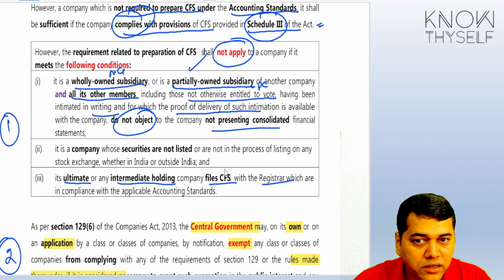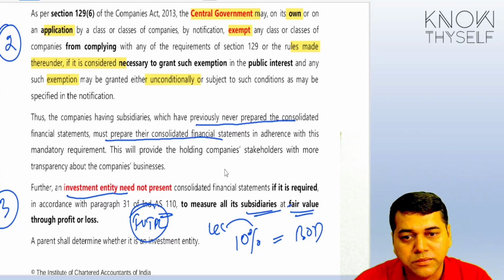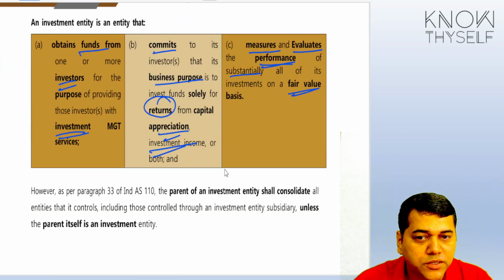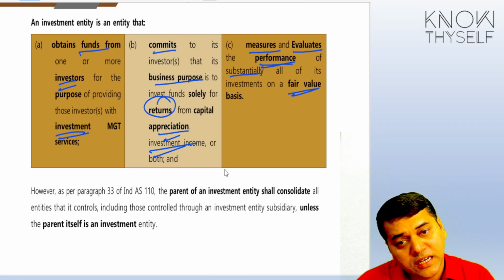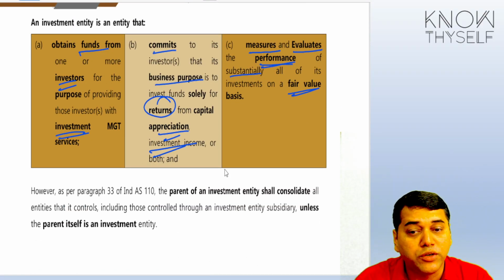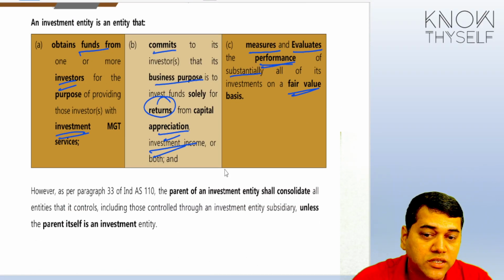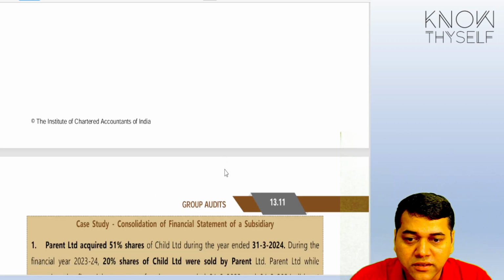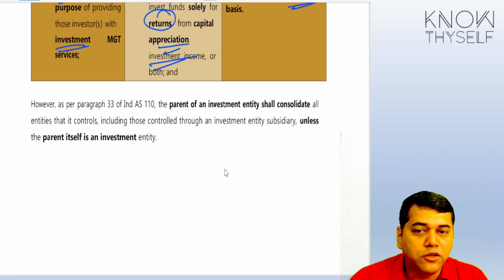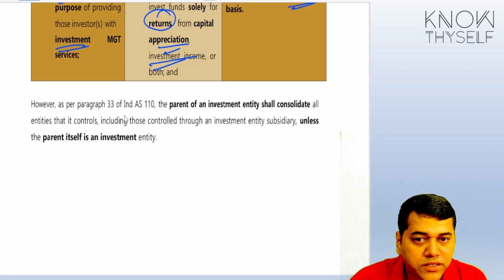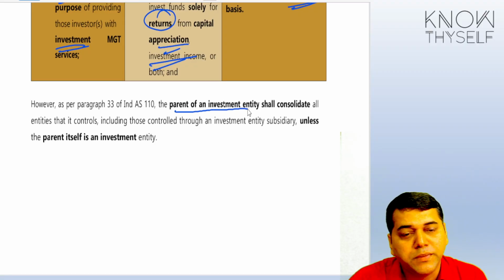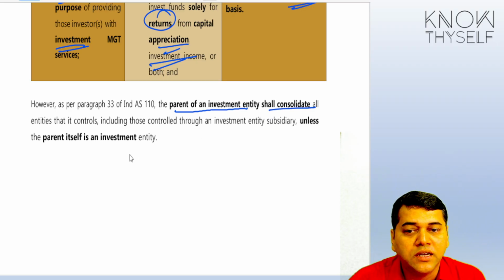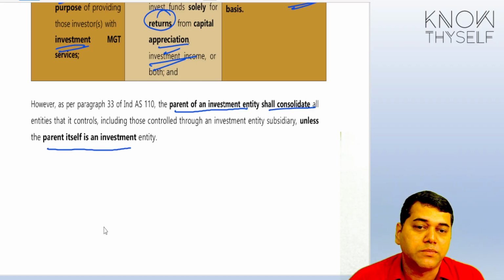I hope you are very clear. The first two exemptions are from the Companies Act. The third exemption comes from the Ind AS. And there is one more exemption coming from your accounting standard, which they have not discussed here, but we are going to discuss later. Let me complete this. The parent of an investment entity shall consolidate unless the parent itself is an investment entity.